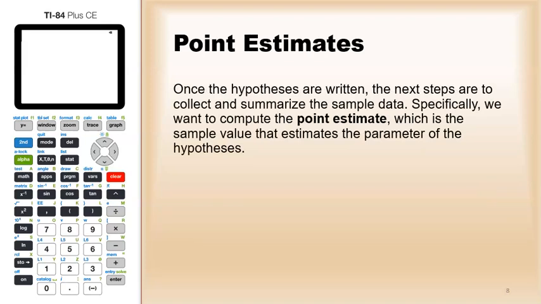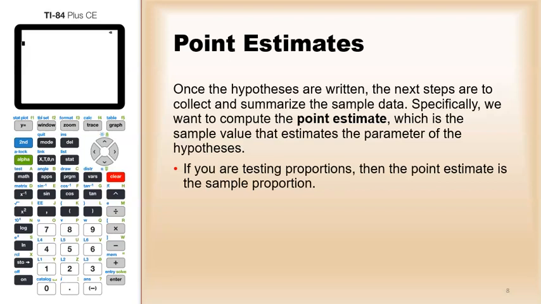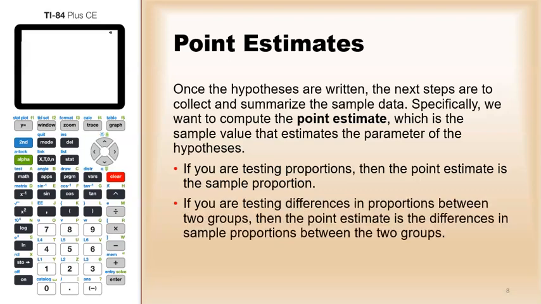Right. Once our hypothesis is written, the next steps are to collect and summarize the sample data. Specifically, what we're trying to do is compute the point estimate. This is the sample value that estimates the parameter of the hypotheses. This is going to be the number that we compare to the null value. So if you're testing proportions, then the point estimate is going to be a sample proportion. If you're testing differences in proportions between two groups, then the point estimate is the difference in the sample proportions between the two groups. And so on. Whatever your parameter is, the point estimate is the sample equivalent.